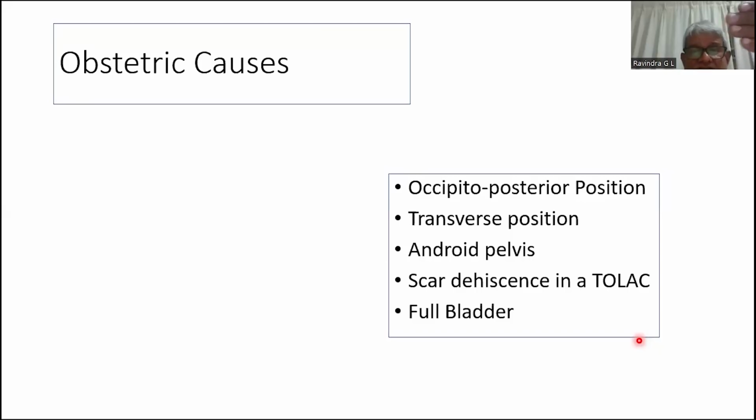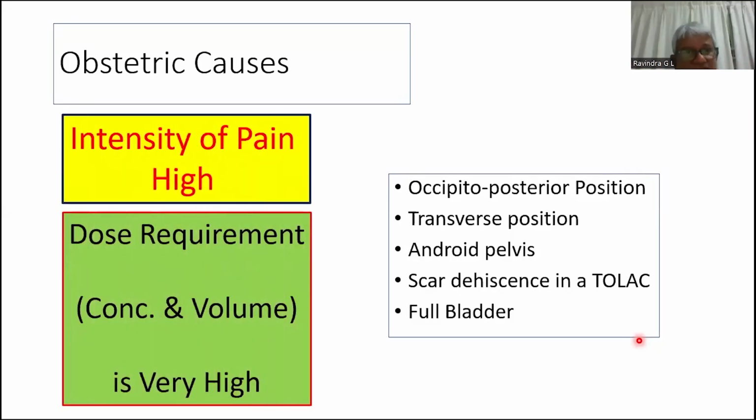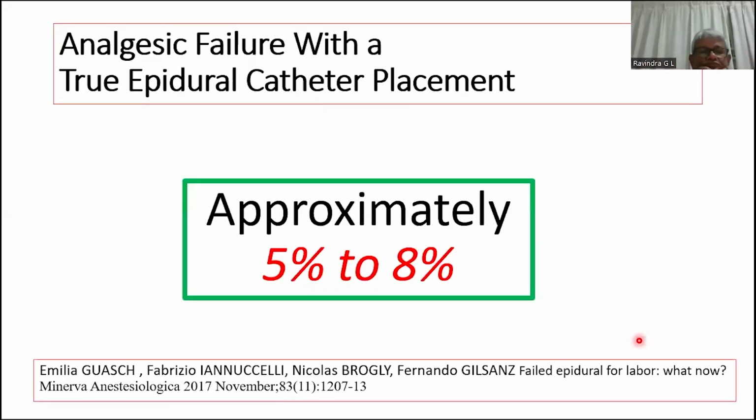So if the drug is not acting well, then ask your obstetrician to examine once. There could be a full bladder; catheterize it, it will probably act. Or maybe the patient has become full, and the pain may be in the second stage. You may have to give a second stage dosage. The intensity of pain is so high that the dose requirement, both in concentration as well as volume, may be very high. Analgesic failure with a true epidural catheter placement also is probably in the range of 5 to 8%.